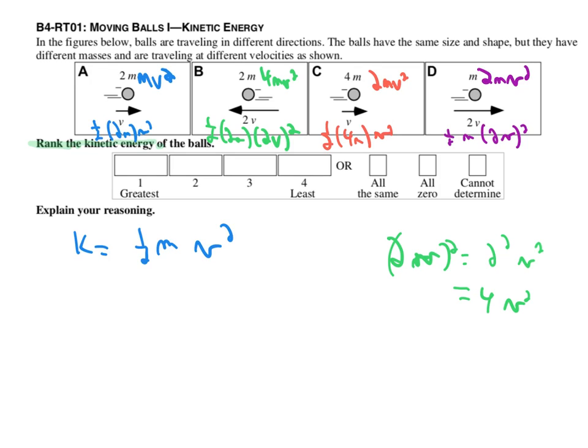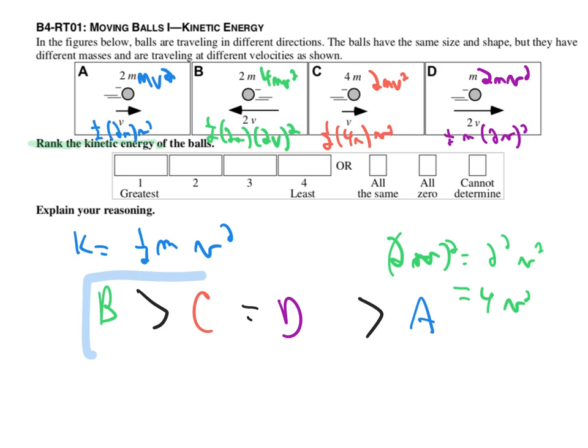And that allows us to pretty quickly see that we have the following. We have that B is the greatest, and then C and D are the same, and then A is the least. So we end up with this for our ordering.